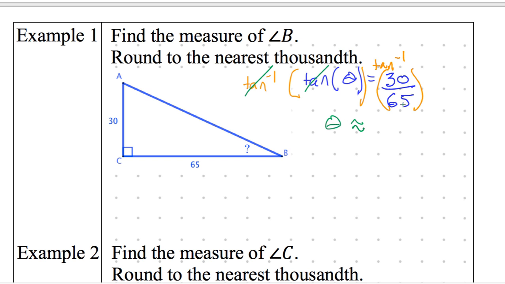Do 30 divided by 65. Take the arctangent of it. Make sure you're in degrees. What is our angle?